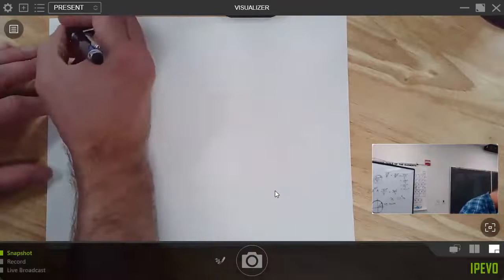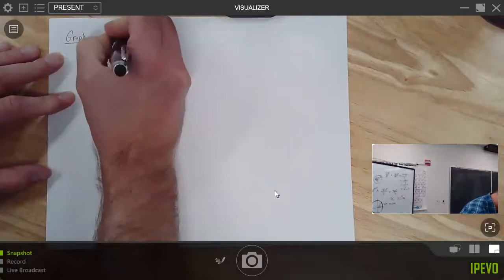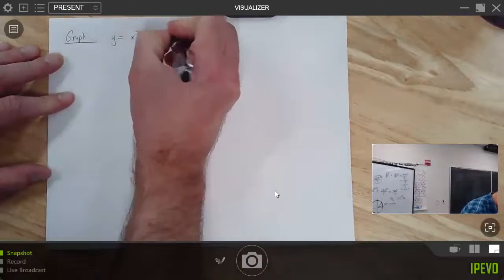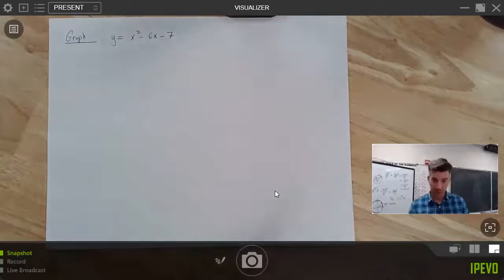So let's graph y equal to x squared minus 6x minus 7. A couple of things I'll say before we graph this. I don't want you to plot a bunch of points. Yeah, you could. You could plot tons of points and get a pretty good idea what the graph looks like.